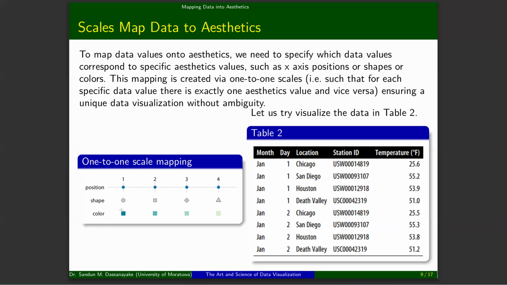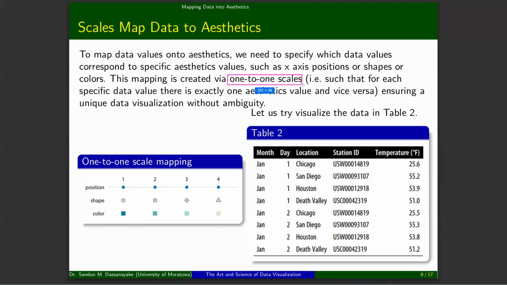Now look at the color. I have used a square to indicate the color, but of course it's for our ease of understanding, because I don't have any other way to put the color here. So think about it. You take one as this first color, and then two as the other color, and three and four, and so on. You can have different gradients of the color to indicate that particular number, the value. That is what we call one-to-one scale mapping. It has to be unique. That is the thing. The mapping is created by one-to-one scales.